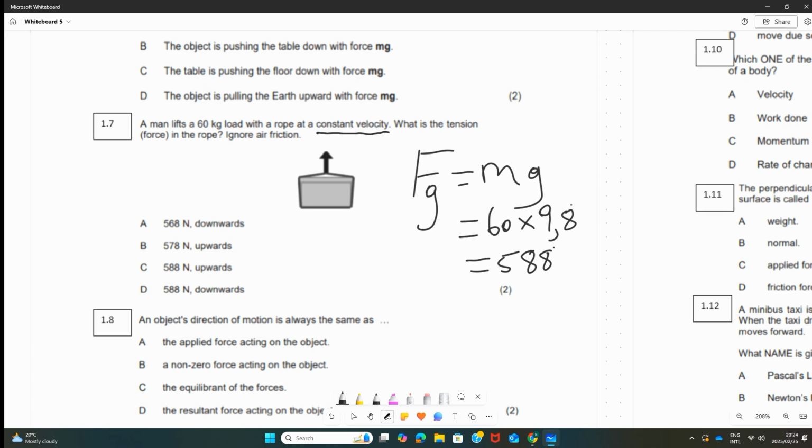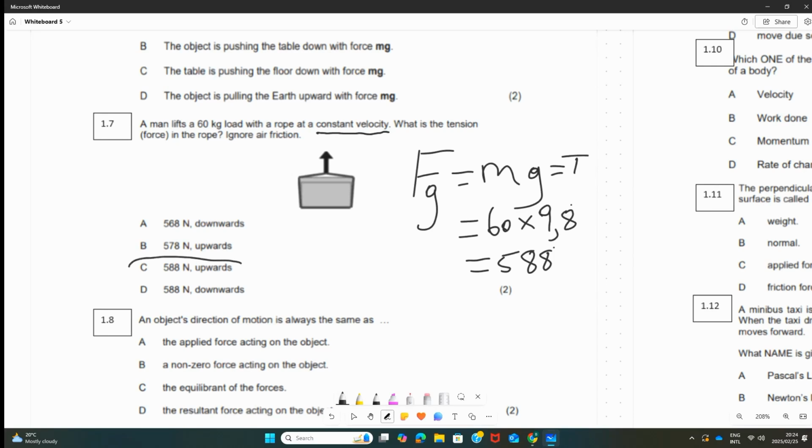Fg will be downward, but the tension in the rope is moving upward. So this Fg will be equal to our tension, and whereas Fg is going downward, our tension will be going upward. So we'll choose C as the correct answer. Let us wrap up.